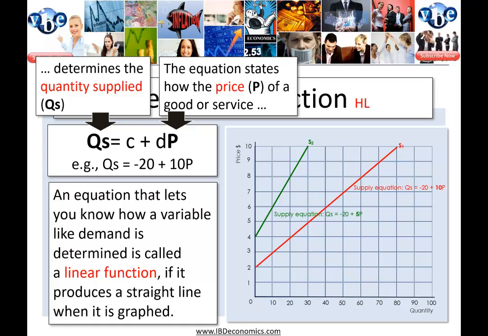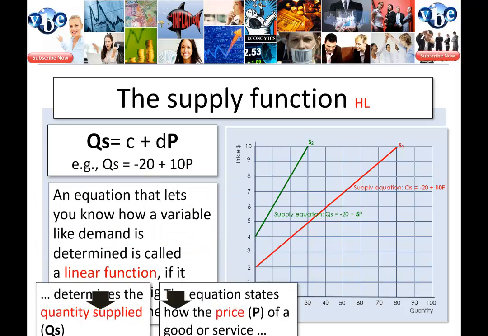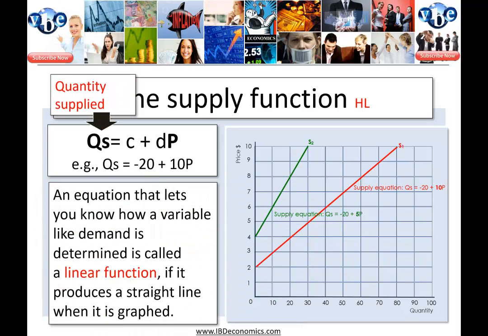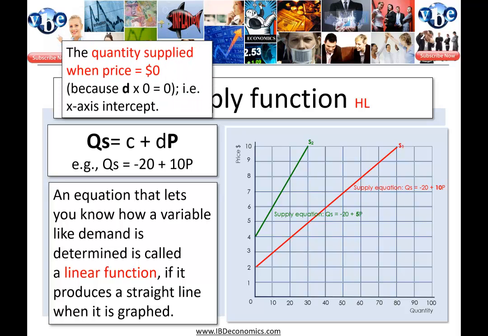So, what does the equation tell us? The equation is stating how the price, which is P in the equation, of a good or a service, determines the quantity supplied. How does the price determine quantity supplied? That's all this equation is. Quantity supplied. The quantity supplied when the price equals 0 is the x-axis intercept, because d times 0 is 0. Anything multiplied by 0 becomes 0, as we are well aware.